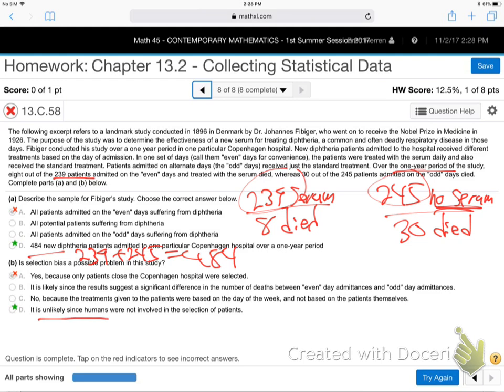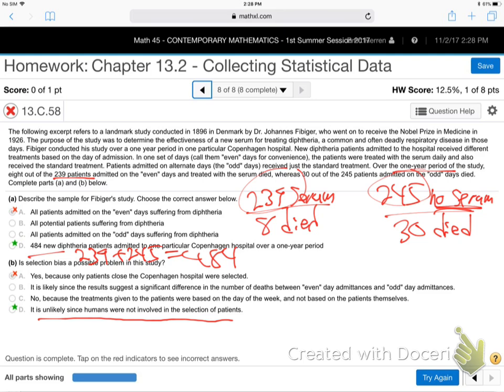B, is selection bias possible? No, it's unlikely, since humans were not involved. Right? Selection bias is when you tend to pick a certain kind of person or not based on your own biases. There's no chance for that here, because that'll throw results off, right? If the doctor was just like, hey, doc, just go out and pick whoever you want, give them the serum, and then pick some other people to not give them the serum. Well, we all have our biases, and that doctor might pick certain kinds of people that he or she likes to give the serum to, another kind that they don't. It might be more healthy people or vice versa or something like that. It's going to throw off the results, going to bias the results.